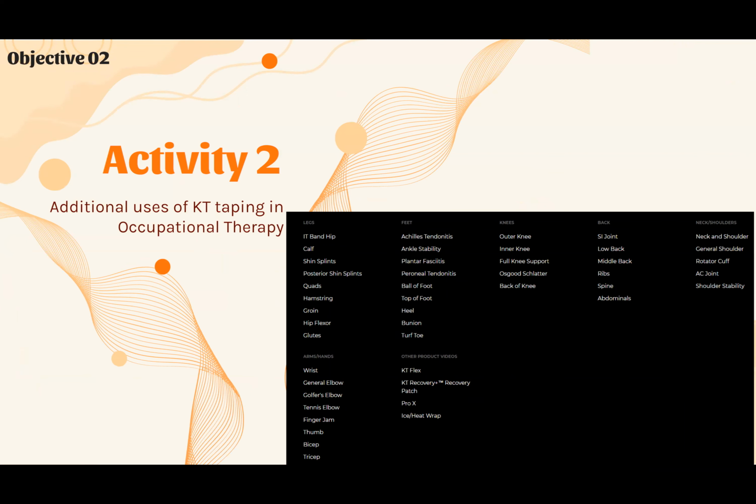You will now complete the second activity, additional uses of KT taping in OT. Research on your own or go to kttape.com and click the How to Apply KT Tape tab at the top to see application videos for a variety of KT tape uses. We have provided a screenshot of the video options on the KT tape website. At this time, pause the webinar and take a couple minutes to research and see if you can identify additional uses for KT taping in OT.